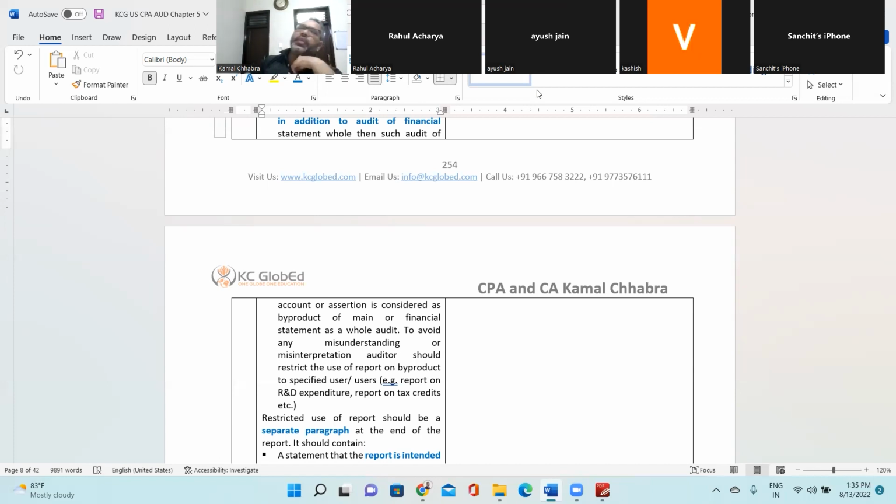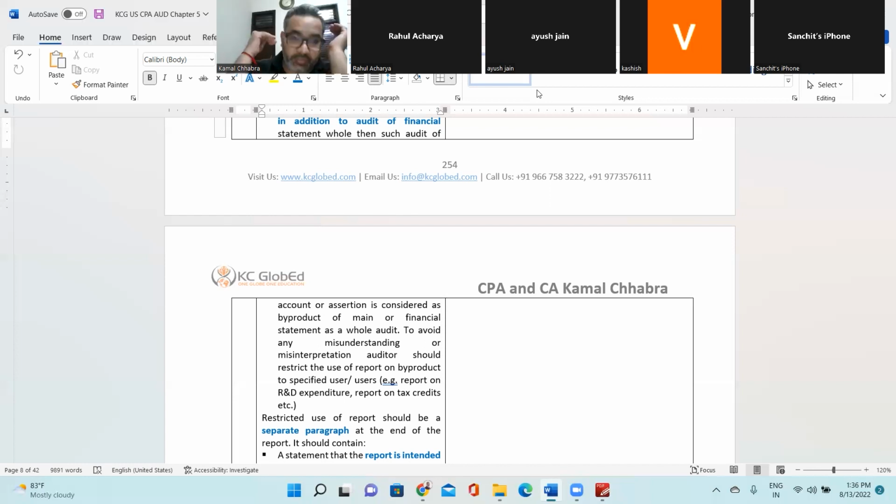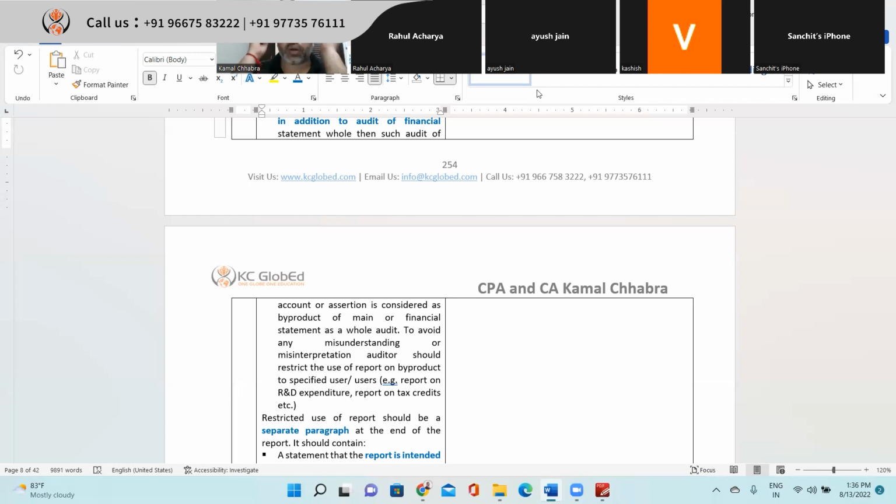So in that scenario, they will ask you to perform the complete financial statement audit. In addition to that, they will ask you to audit the research and development expenditure in more detail and give them a certification for the respective grant, award, or tax credit. So when you are conducting the full-fledged audit, you are in any case testing the research and development expenditure. You are already testing it.